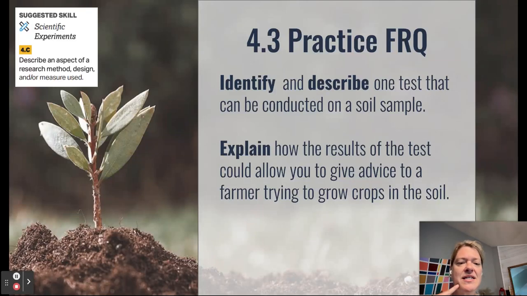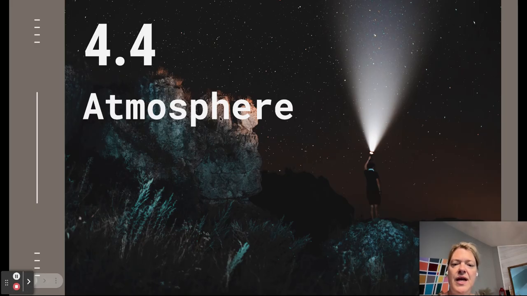Okay, here's your practice FRQ. Identify and describe one test that can be conducted on a soil sample. Explain how the results of that test could allow you to give advice to a farmer when they're trying to grow crops in their soil. Again, the answers for those FRQs can be found on OneNote. And then in our next notes, we're going to be talking about section 4.4, which is the atmosphere.